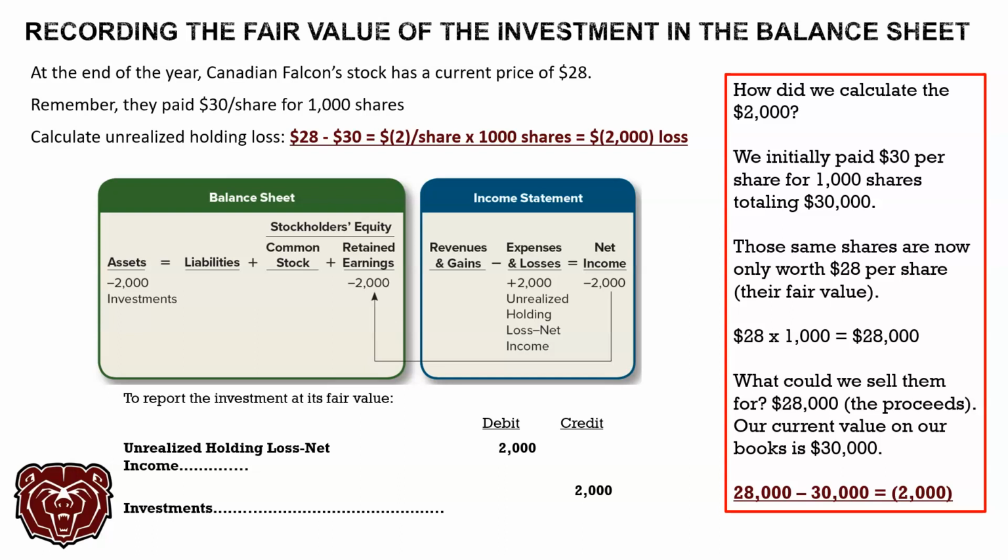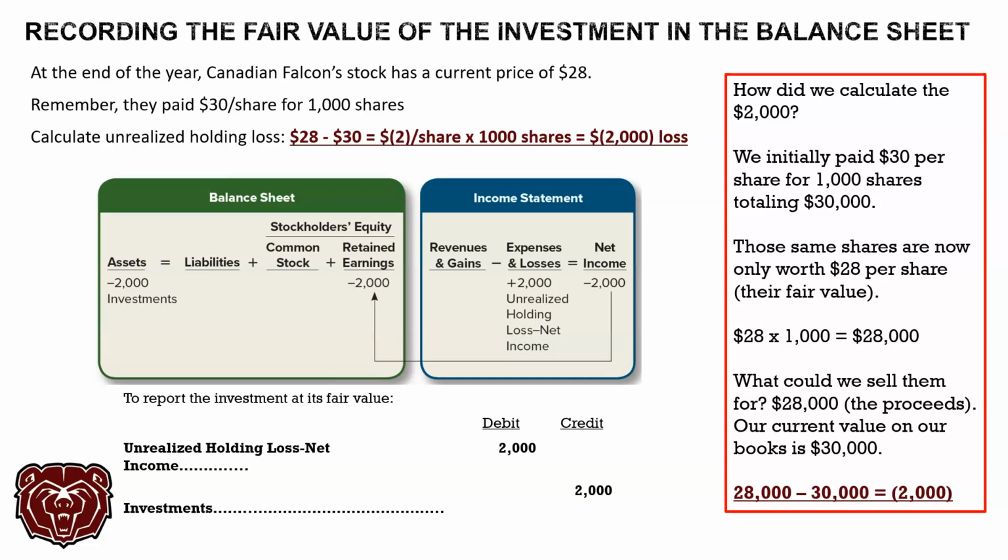So recall, we paid, or they paid, however you want to look at it, $30 per share for 1,000 shares. So if you think back to long-term assets, we took the proceeds, the cash that we got, we reduced it by the book value, and that gave us our gain or loss. We're doing the same thing here.